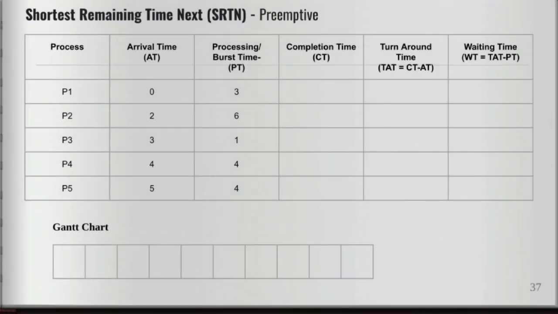So let's see how we can solve the problem. In the examination, you might get a question like, there are 5 processes, each with an arrival time and a processing time respectively, and please go ahead and calculate the average turnaround time, average waiting time, etc. And we can do that using the Gantt chart. So let's see how we can do it.